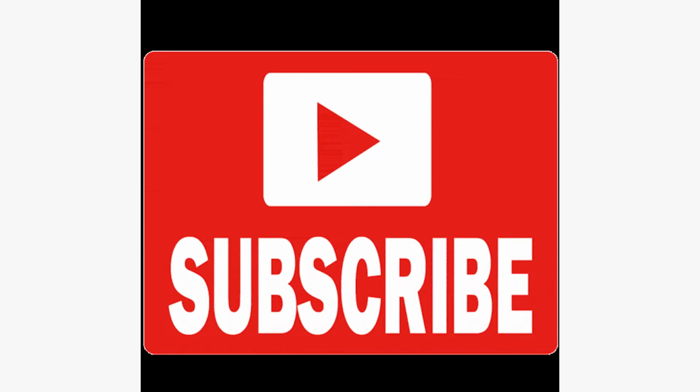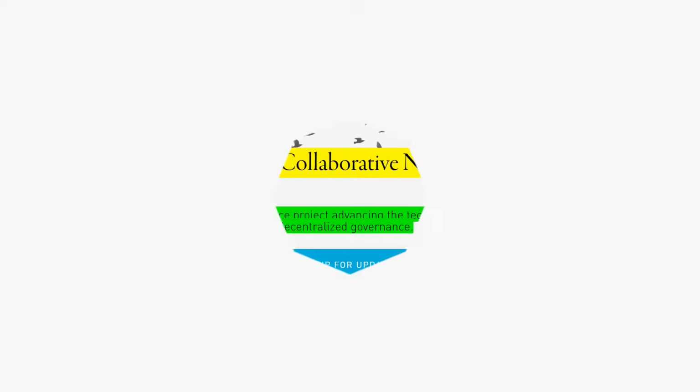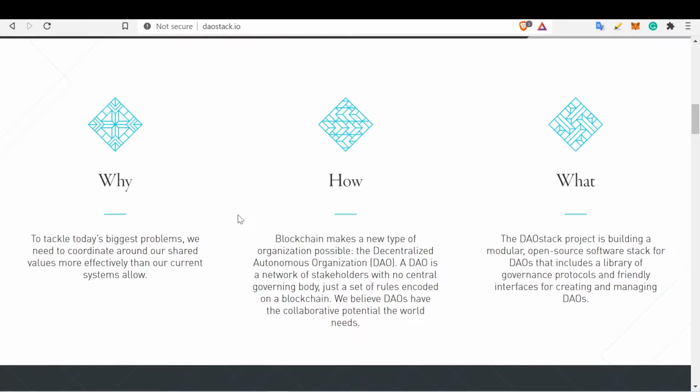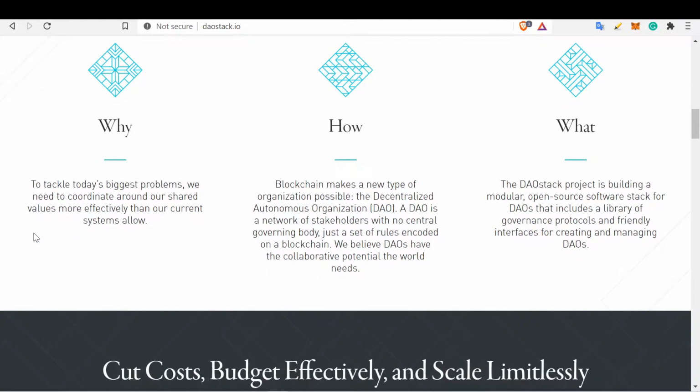Now, let's get back to DAOstack. It's an open source project advancing the technology and adoption of decentralized governance. A DAO is a network of stakeholders with no central governing body, just a set of rules encoded on a blockchain. As many DLTs are trying to solve the issues with decentralization, scalability, and security, most of these projects have totally ignored the importance of effective governance. This has transferred the responsibility of decision making to the core developers and miners. And most of the time, they make decisions that go in their favor and not what favors the general usage of the network. Hedera Hashgraph is one of the few networks with a clear path to governance, but most projects lack this essential aspect of adoption.